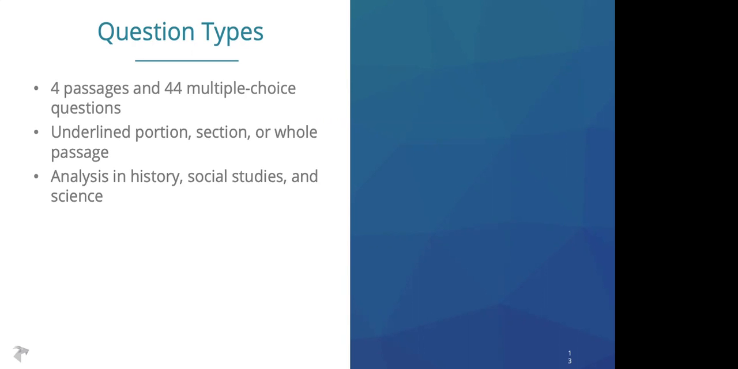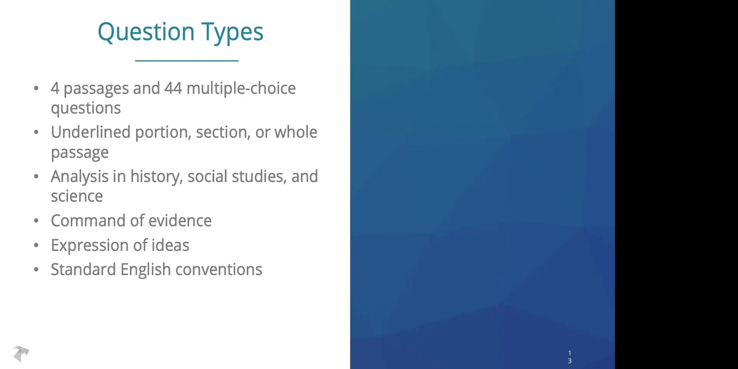The writing and language section of the test will test many skills, including analysis in history, social science and science, your command of the evidence, expression of ideas, standard English conventions, and words in context. The passages for the writing and language section include topics like careers, history, social studies, humanities, and science.